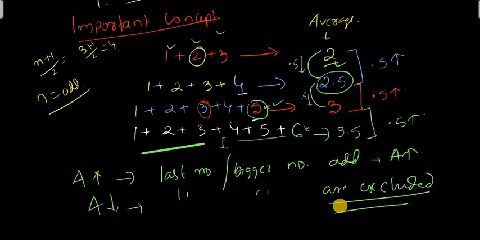This is a very important concept. For consecutive natural numbers, when the last number is added, each time the average increases by 0.5. If one number is added, the average increases by 0.5. If two numbers are added, the average increases by more.